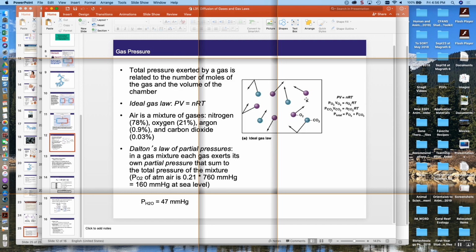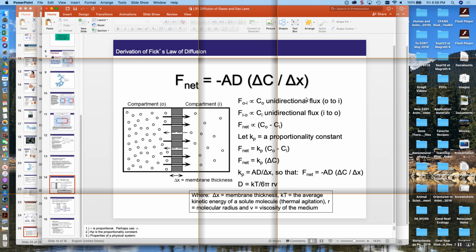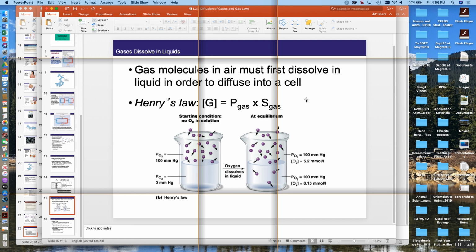Henry's law states that concentration is equal to the partial pressure of that gas times solubility. So what you have here is over time, there's no oxygen in the liquid. As you add oxygen to this beaker, eventually it's going to diffuse. It's always going to diffuse from the higher partial pressure to the lower partial pressure until essentially the partial pressures are equal, and then there's going to be no net diffusion. So partial pressure is giving you a better idea of driving force. Okay?